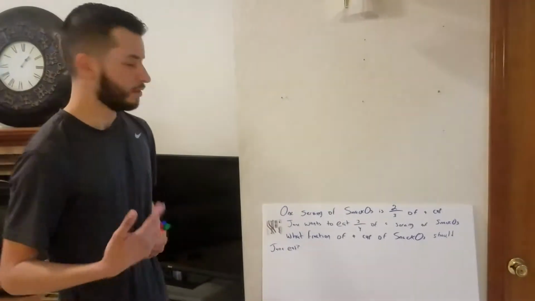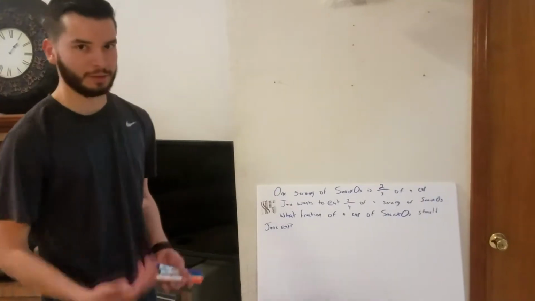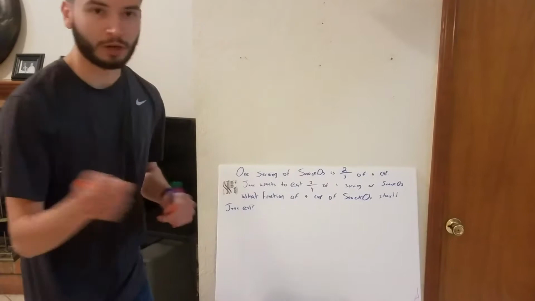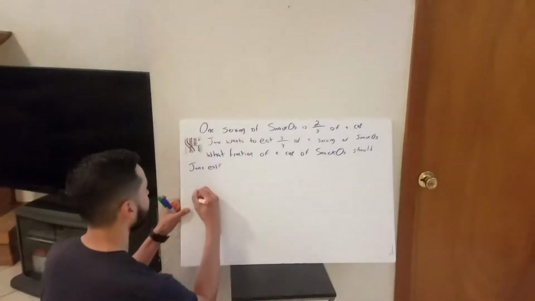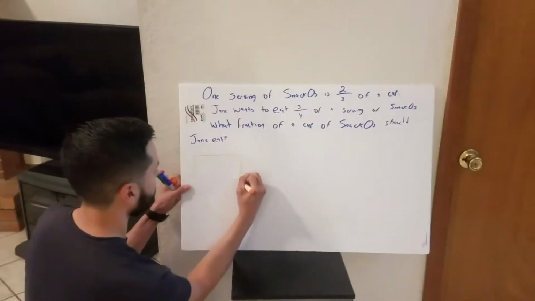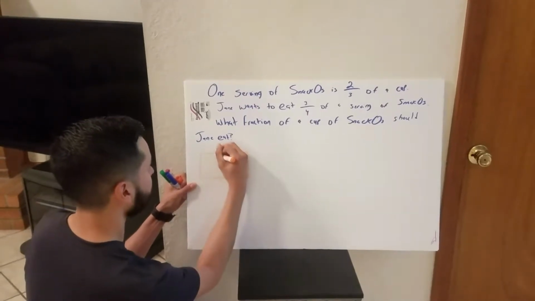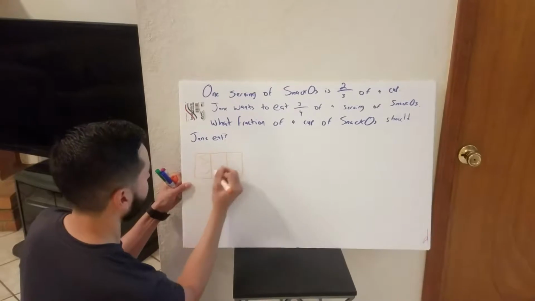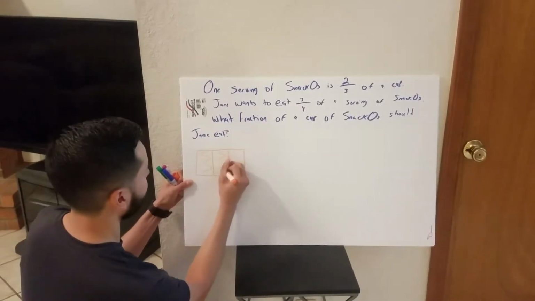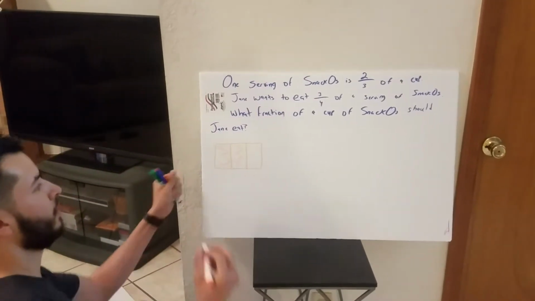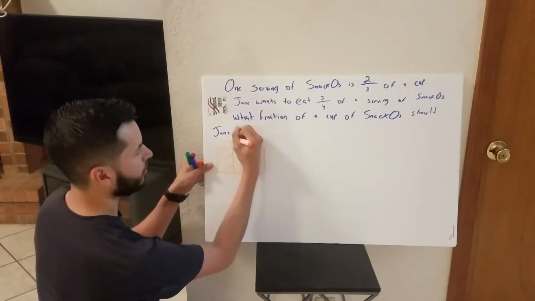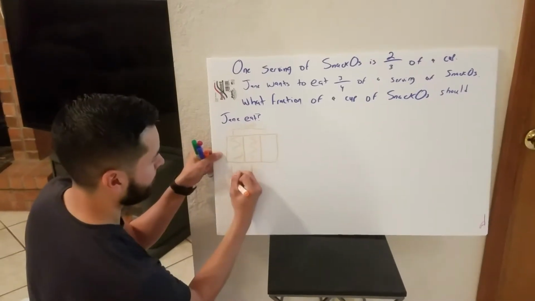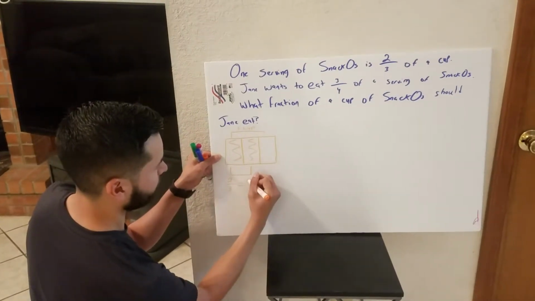Alright, so let's go ahead and start this problem by just reading the first sentence, see what it's saying. One serving of Snackos is 2/3 of a cup. Alright, so our whole is the cup. Let's go ahead and draw that. That's 1 cup. And the serving, one serving is 2/3 of a cup. So we know our whole right here is 1 cup, and the 2/3 of the cup is 1 serving.